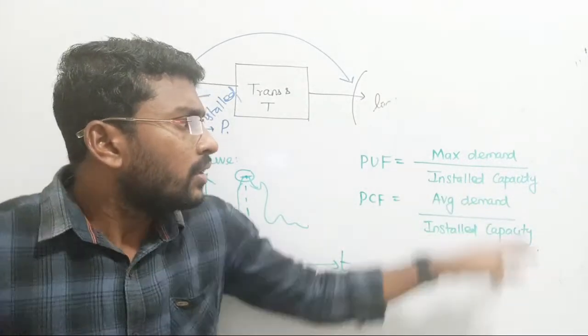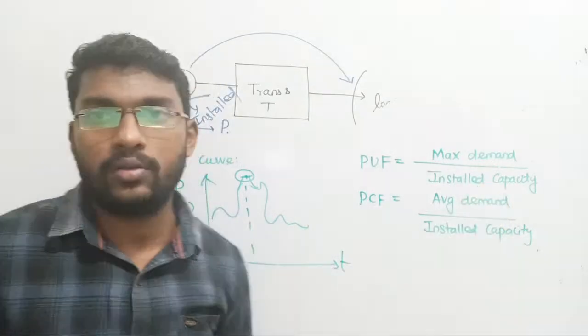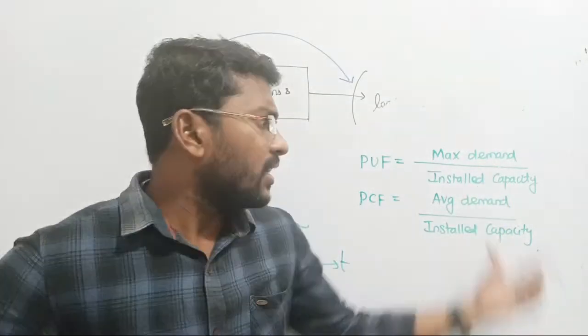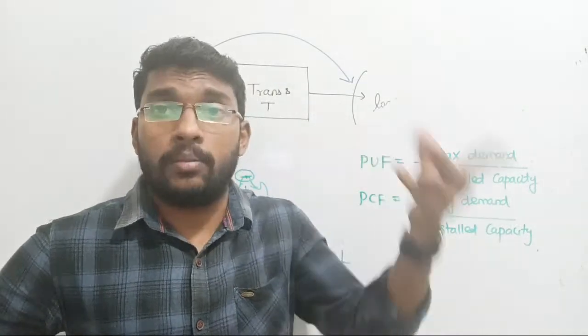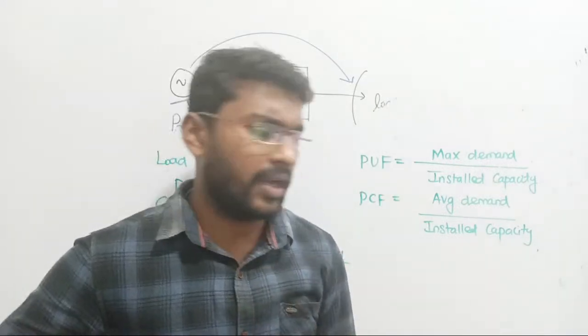See there once again, this maximum demand is always less than the level of installed capacity. Are you agreed? You have to agree. Why? Because if the installed capacity is 20 megawatt, the maximum demand may at most be equal to the installed capacity, like our marks, the same thing that we saw, right?